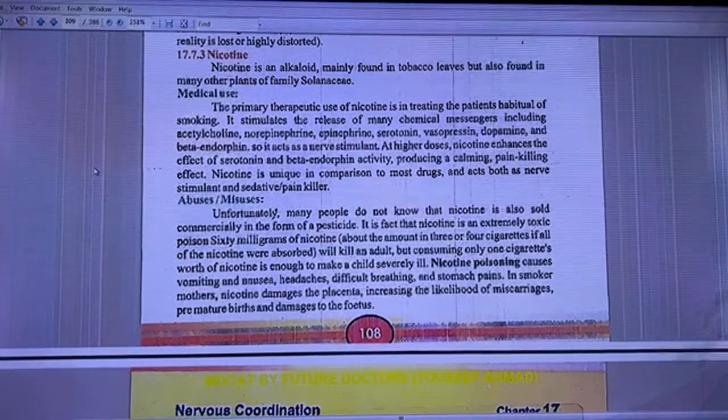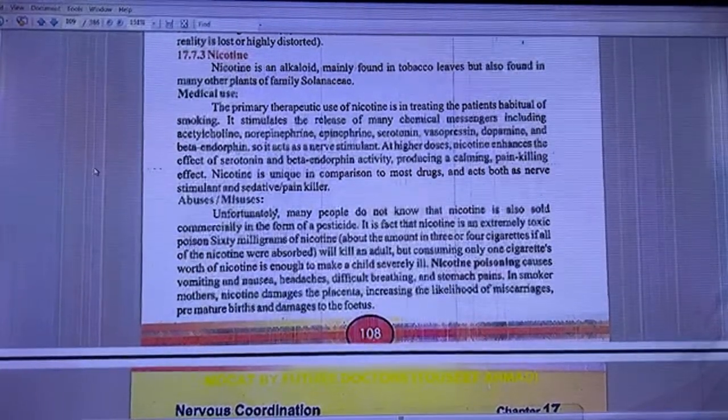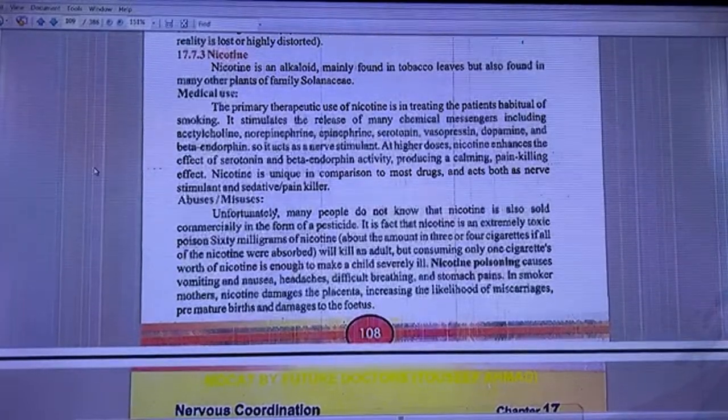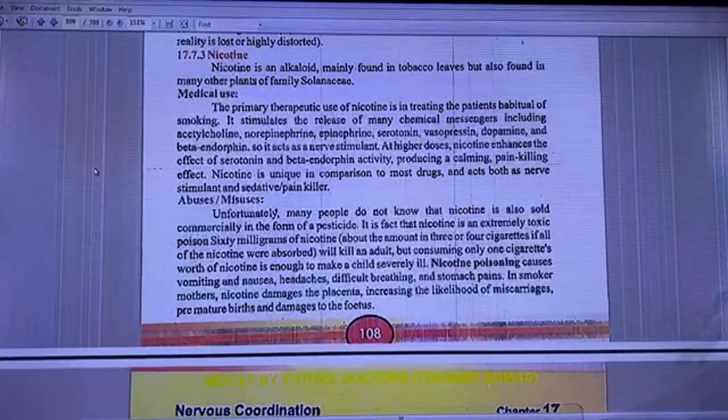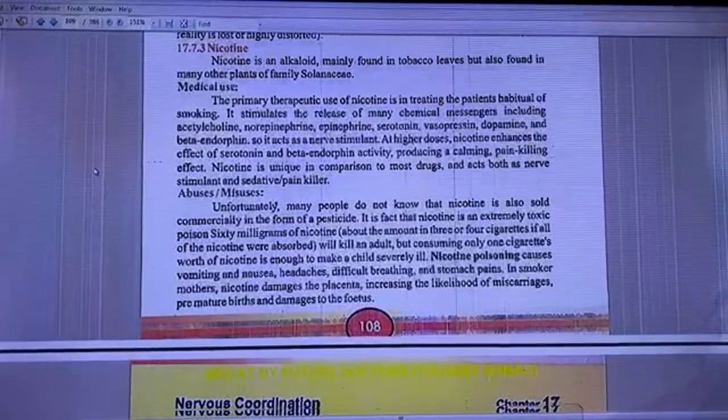Nicotine poisoning causes vomiting and nausea, headaches, difficult breathing, and stomach pains. In smoking mothers, nicotine damages the placenta, increasing the likelihood of miscarriages, premature birth, and damage to the fetus.